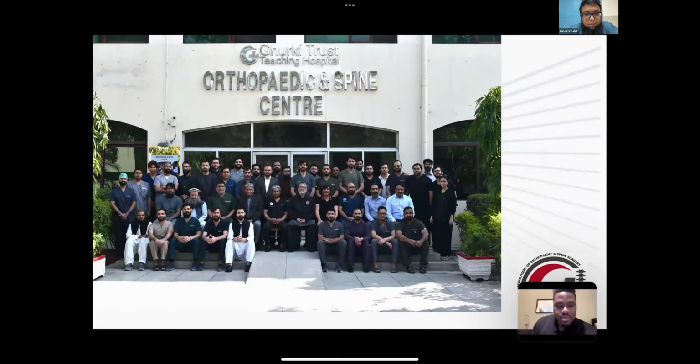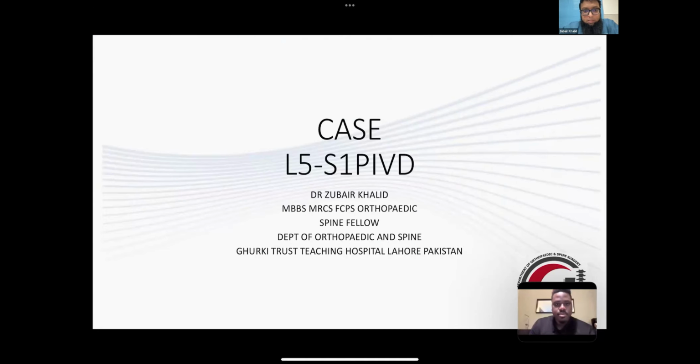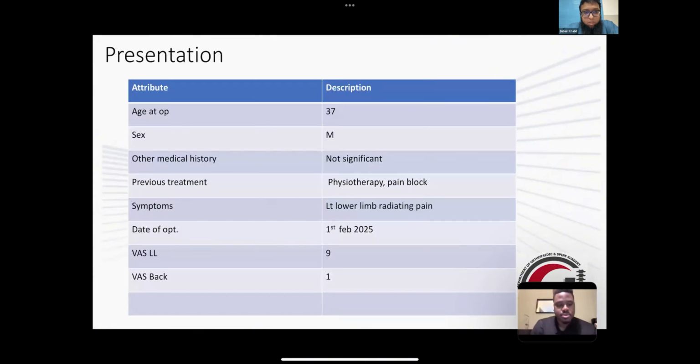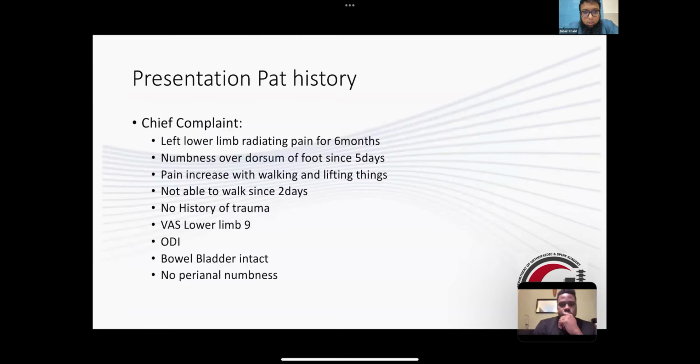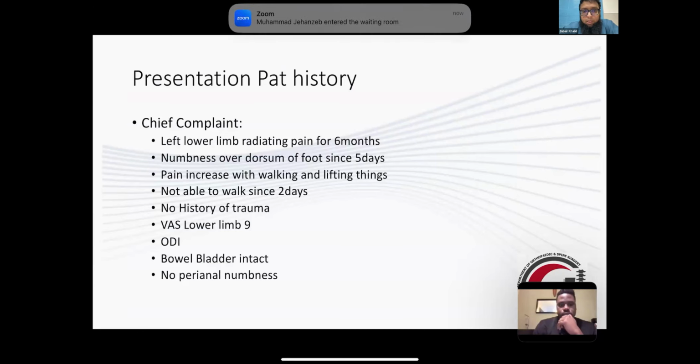The second case is an L5-S1 prolapsed intervertebral disc. The patient, aged 37, presented with radiating pain in the left lower limb, with a VAS of 9 for the lower limb and 1 for the back. The patient had complained of left lower limb radiating pain for 6 months, with numbness of the dorsum of the foot since 5 days.